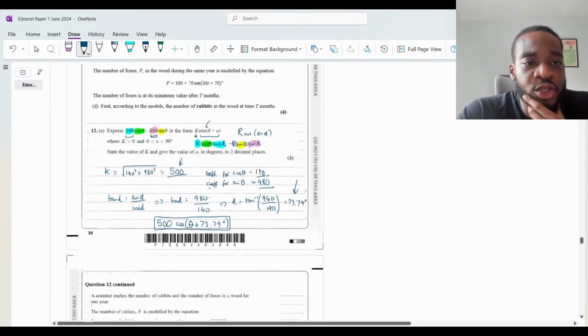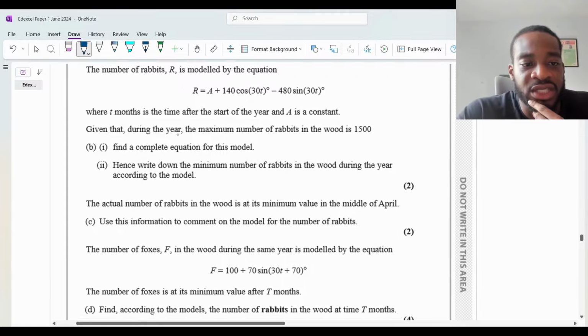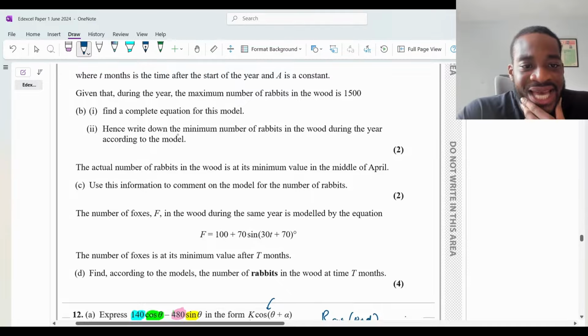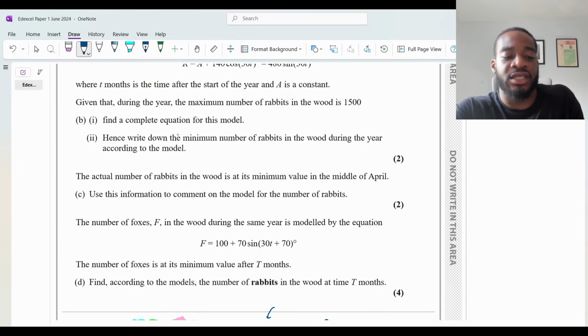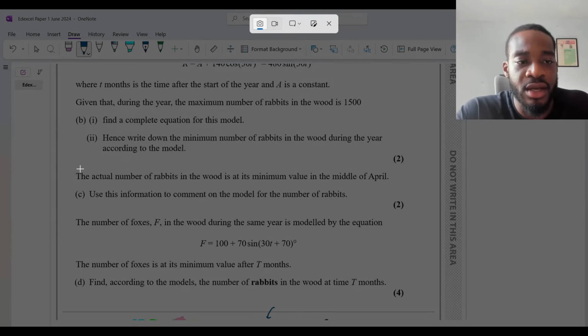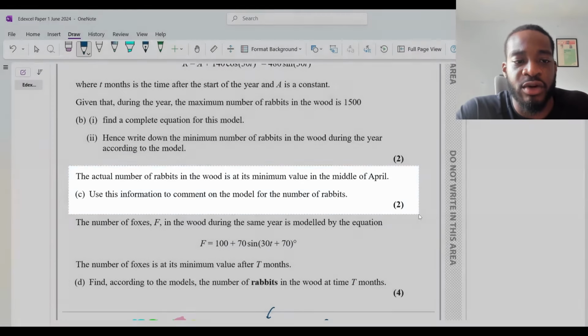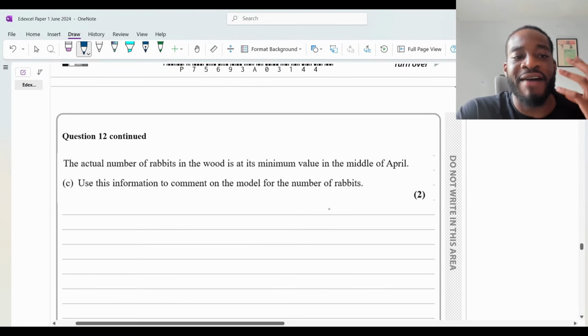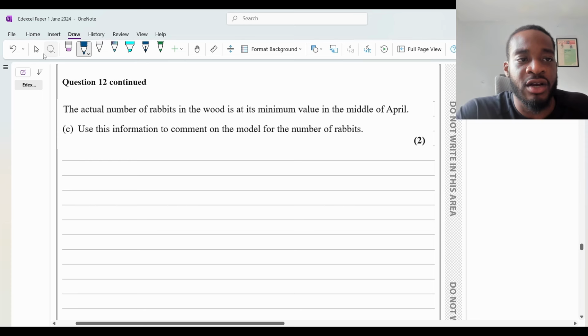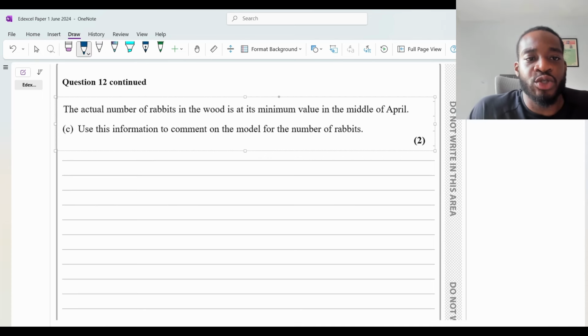Done. Let's do C. What does C say? It says the actual number of rabbits in the wood is at its minimum value in the middle of April. Part C says use this information to comment on the model for the number of rabbits. This is 2 marks. So whenever you're doing these questions, when you're commenting on the model, I like to think of it as facts. I've got it pasted there, which is great. So this right here is a fact. The actual number of rabbits is at its minimum in the middle of April.